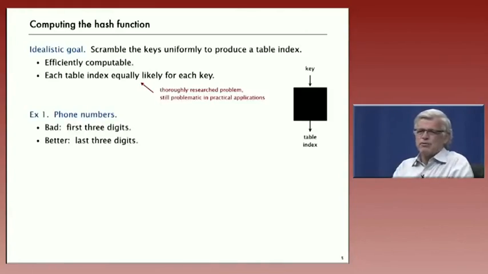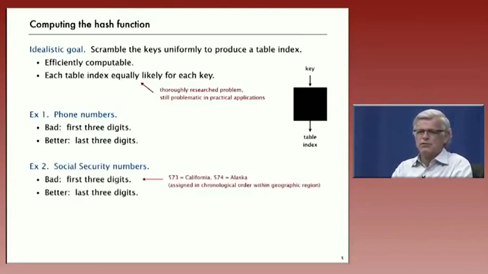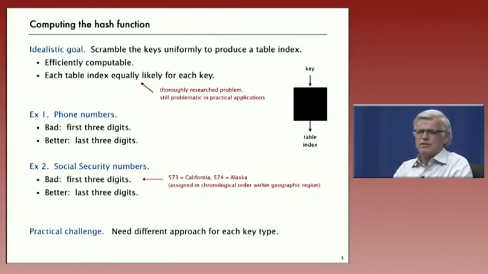So for example, let's suppose that our keys are phone numbers. It's probably a bad idea to use the first 3 digits of the phone number as a hash function, because so many phone numbers will have the same area code, and it's not equally likely that each phone number has the same first 3 digits. You have a better chance using the last 3 digits, but actually in most cases we want to find a way to use all the data. Another example is Social Security numbers. Again, it's not too good to use the first 3 digits because they're associated with some geographic region, and it's better to try to use the last 3 digits.